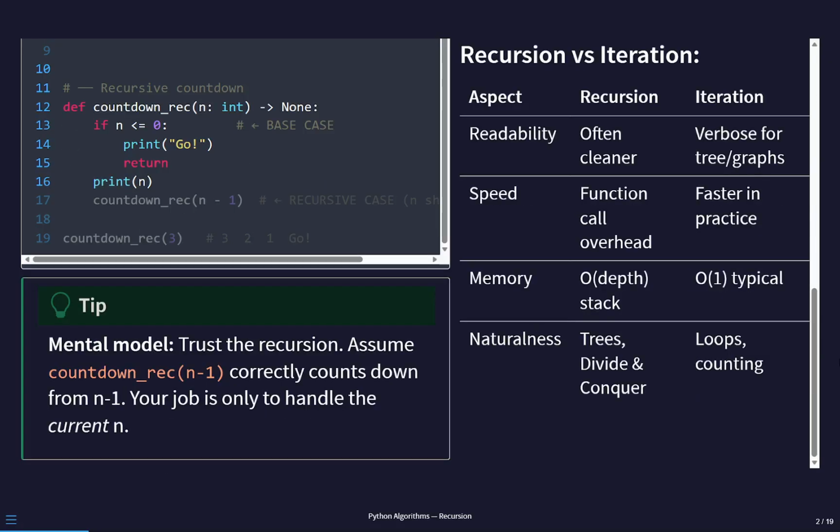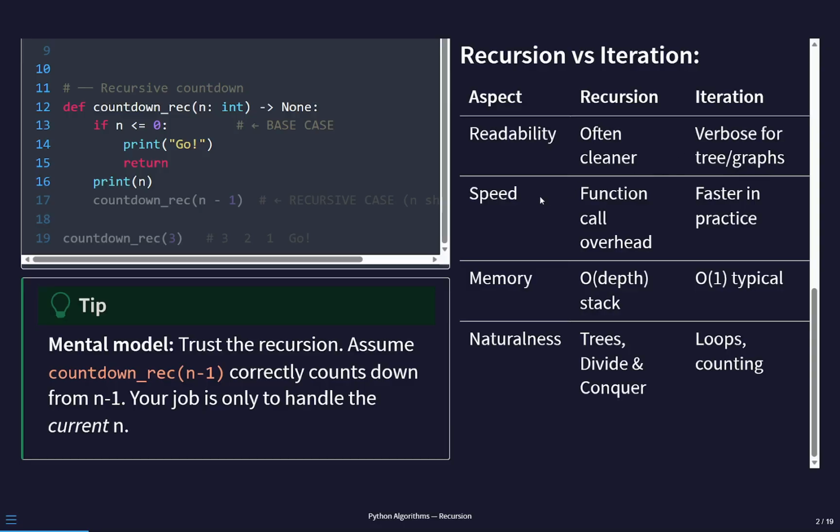Recursion versus iteration is a trade-off. Recursion is often dramatically cleaner, especially on trees and graphs, where the structure of the data mirrors the structure of the recursive calls. But each recursive call adds a stack frame, and the call overhead is real. We'll learn exactly how to manage that throughout this video.